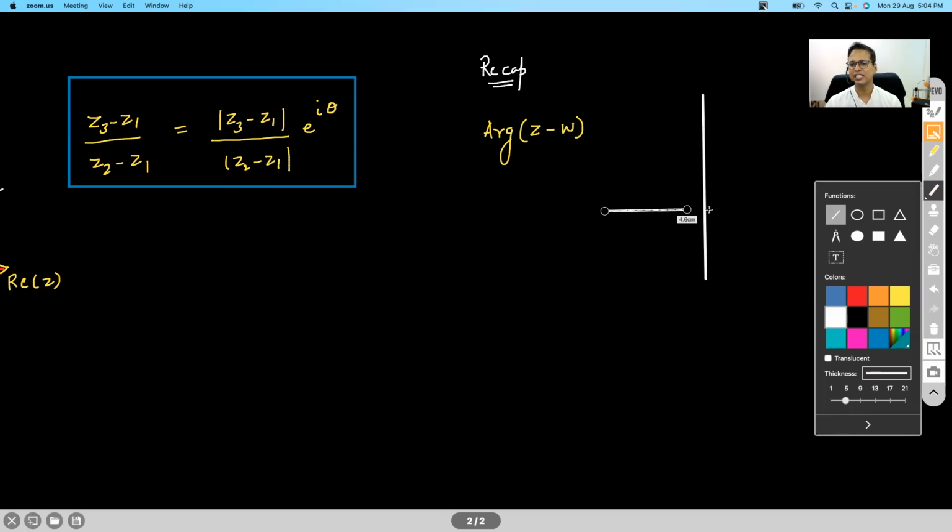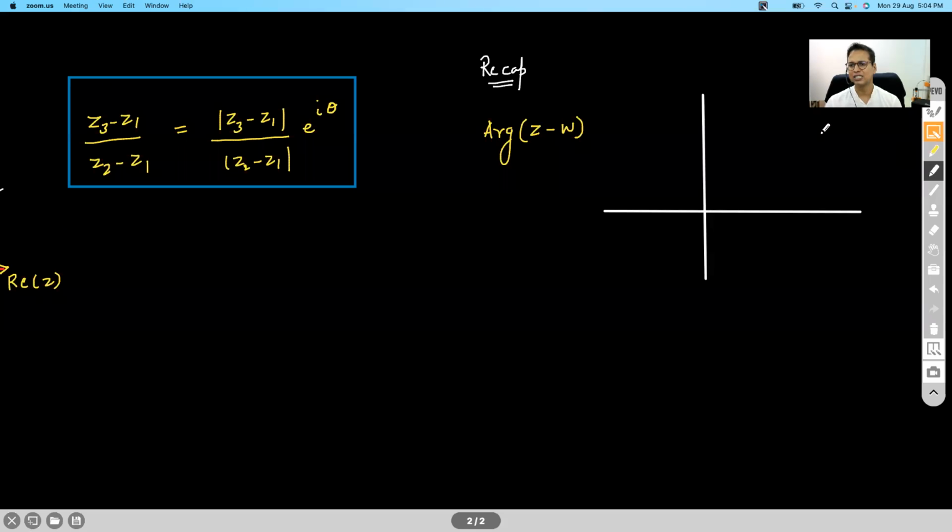I want to find out the argument of Z minus W, given that I know they are located on the Argand plane at these positions. So let's say this is my Z and this is my W. So how do you find out? Anybody can guide me if anybody remembers. How do you find argument of Z minus W? No? Okay. Anyway, do you remember how to find the angle between two vectors? Let's say I have a vector like this and I have a vector like this, vector A and vector B.